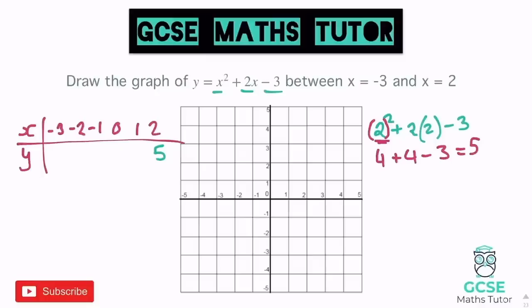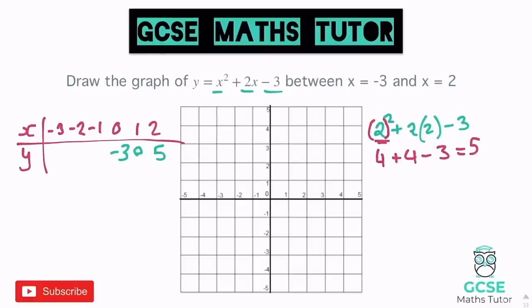Now I'm going to do the other ones a little bit quicker. Let's have a look. So 1 squared is 1, add 2 is 3, take away 3 is 0. 0 squared is 0, add 0 is still 0, take away 3 is negative 3. And here's where we need to be careful.